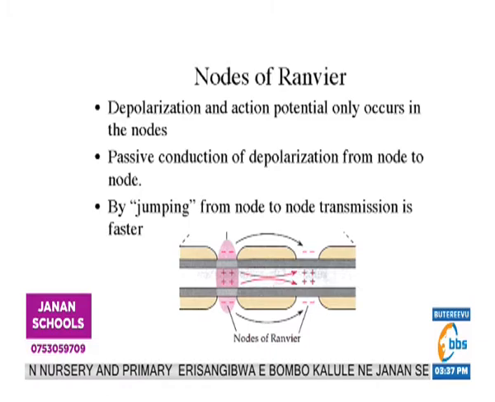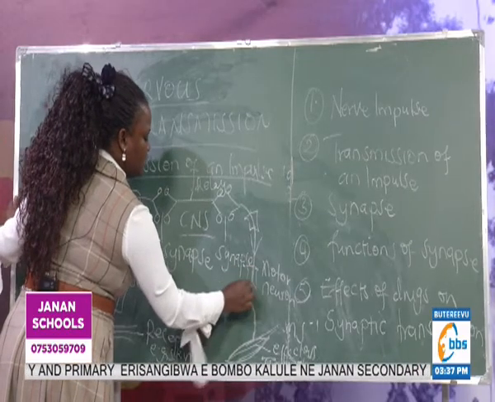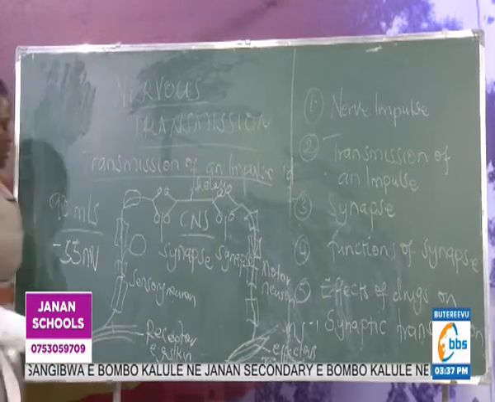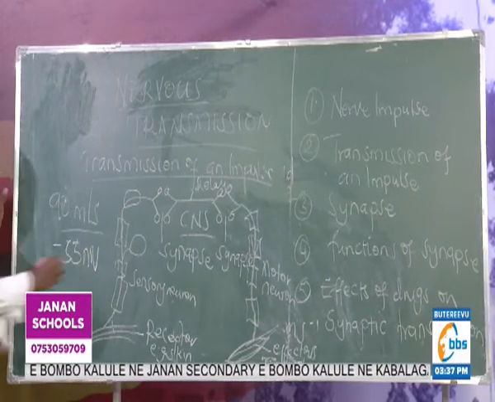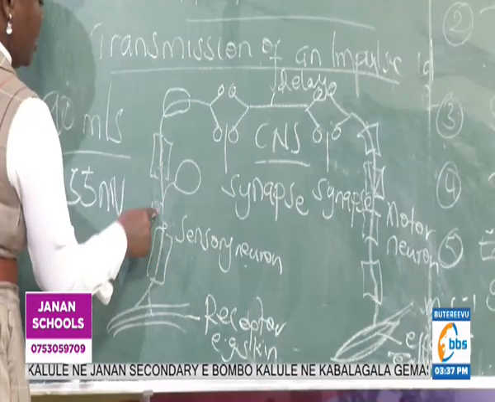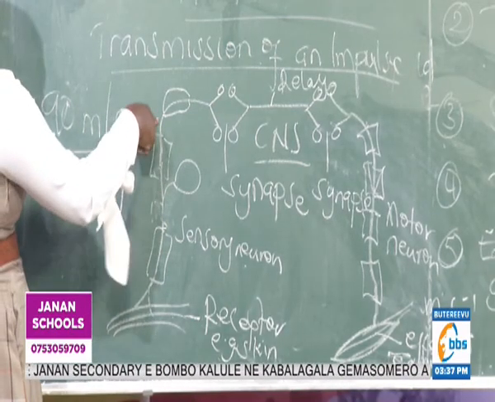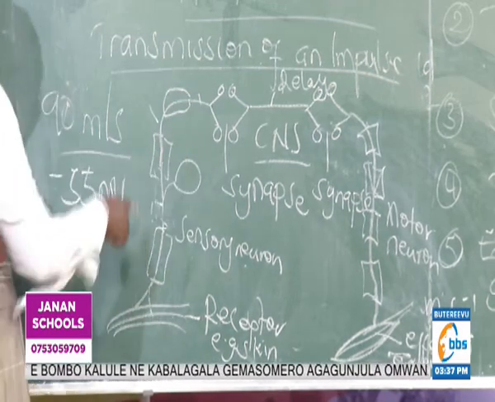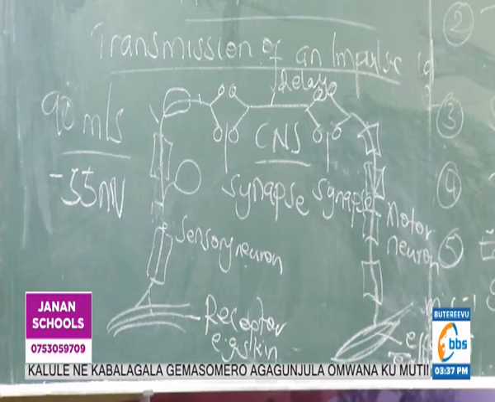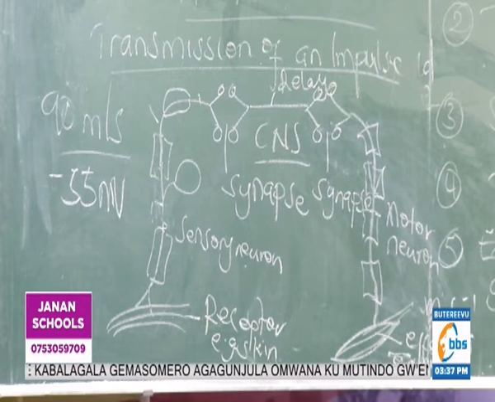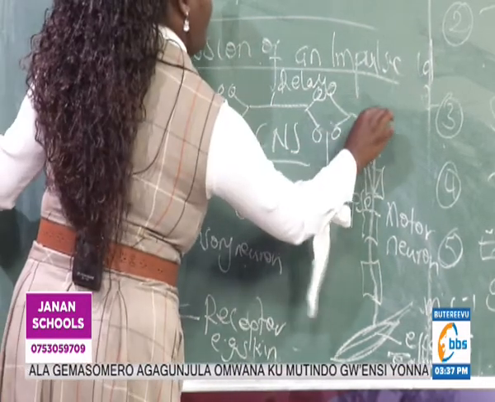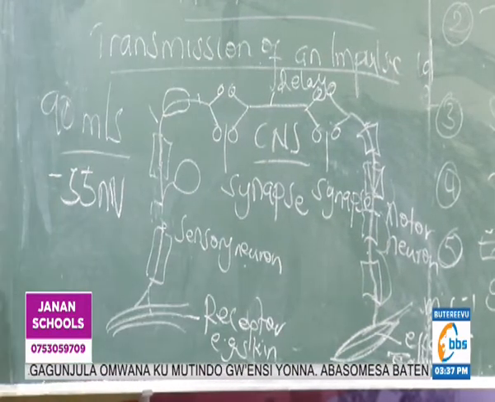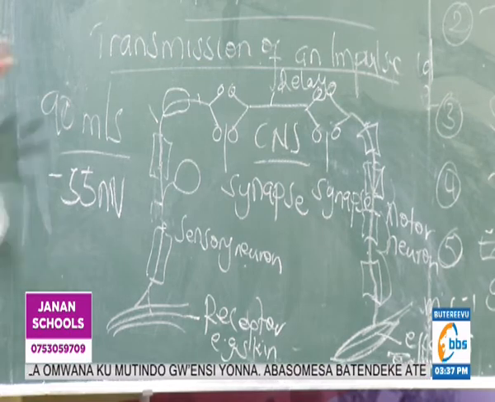If your neuron is myelinated, this is the myelin sheath. This is the node of Ranvier, myelin sheath, node of Ranvier. So the impulse jumps from here, it goes here. It does not go through the myelinated part because it's already insulated. So this jumping from one node of Ranvier to another increases the speed at which an impulse is being transmitted. It keeps on jumping.